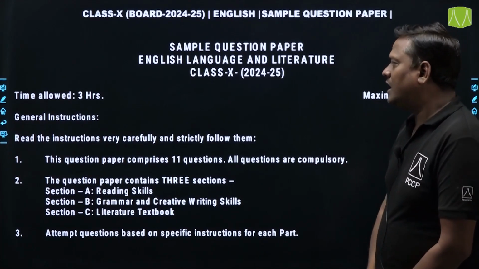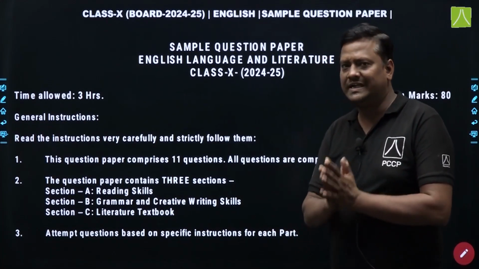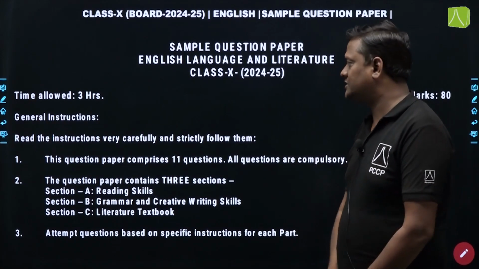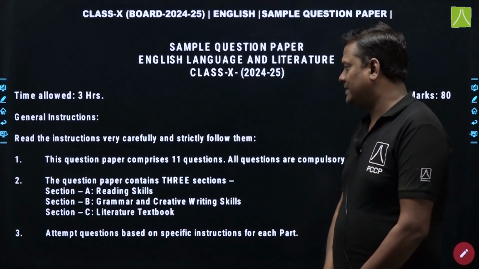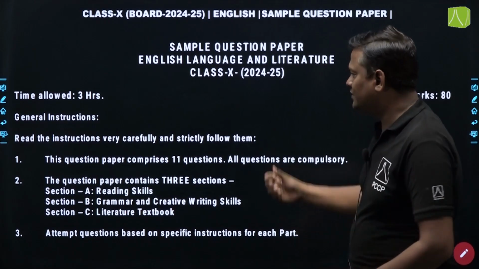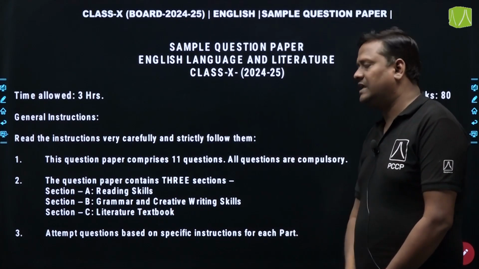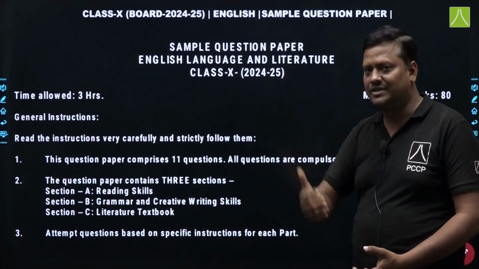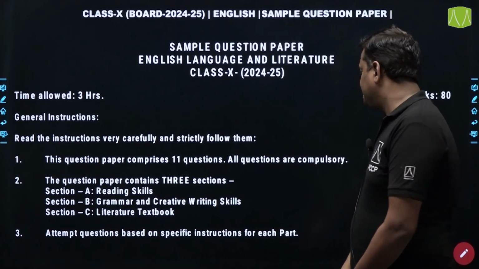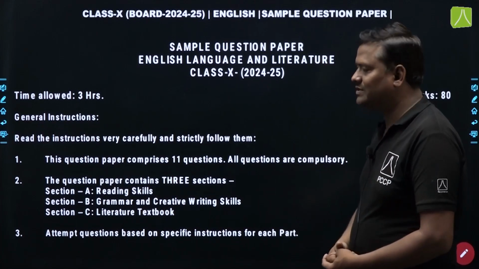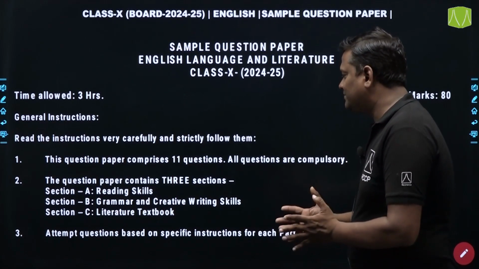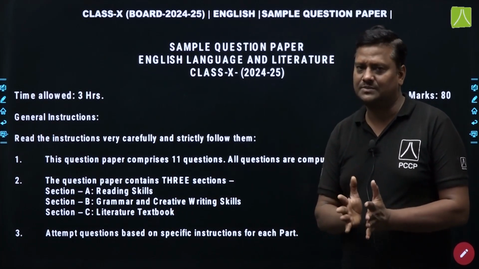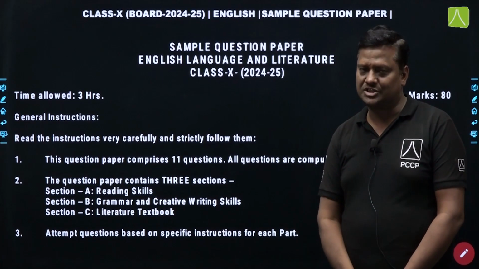First of all, we have to read the instructions carefully before starting to solve the paper. The question paper will comprise 11 questions. There will be a total of 11 questions in the whole paper. All questions will be compulsory. And as we know, the question paper will be divided into 3 parts, meaning it will have 3 sections.